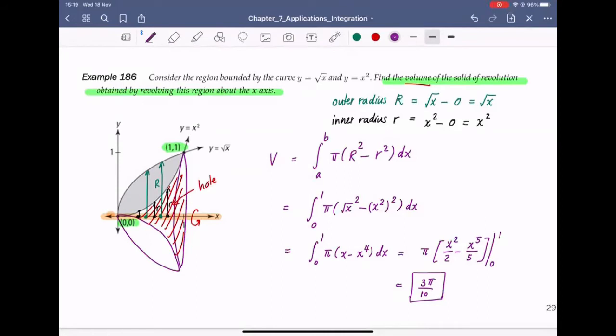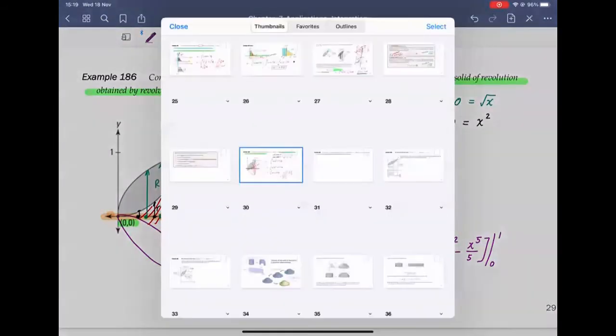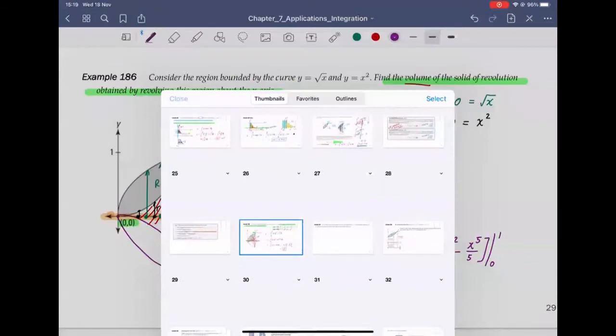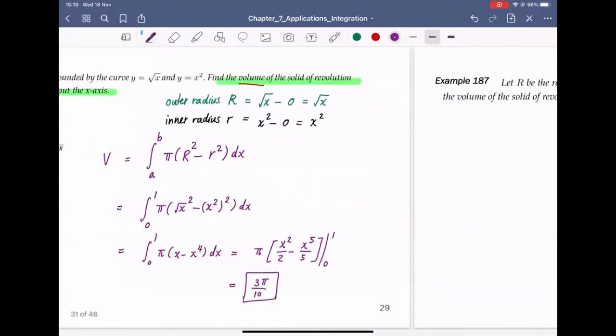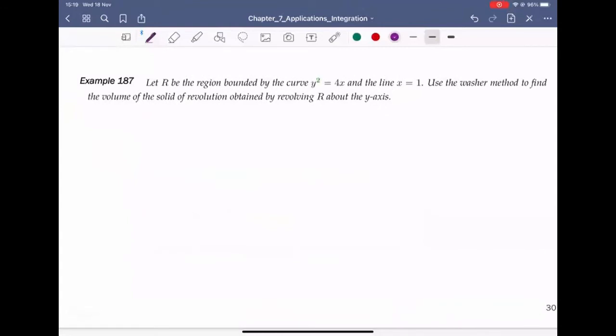Sounds good. All right, this is a case where we have the hole inside, so we're going to do more examples. Let me see. I think we have 2 more examples, and then we start the shell method. So let's look at 187.